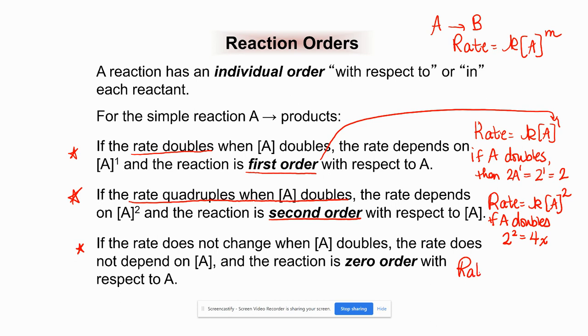Lastly, another scenario that could happen is that the reaction is 0 order. Now let's think about what that would mean, that if A doubles, 2 to the 0 is 1, right? So what would happen is the rate would be unchanged. So if the rate does not change when A doubles, the reaction is 0 order. Now in chemistry, these are common orders. A lot of reactions are first order, second order, and 0 order.